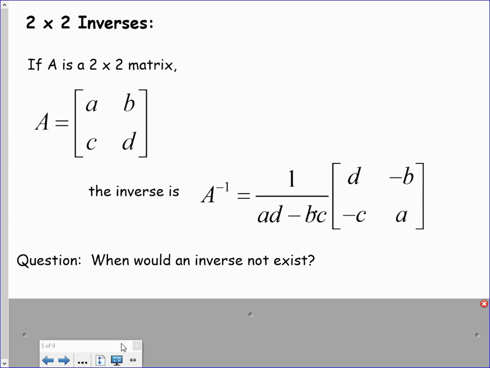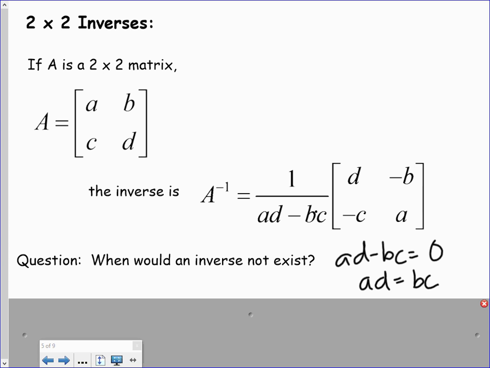Okay, share with me. How do you know there's no inverse? AD minus BC is 0. Did anybody else describe that differently? If AD is equal to BC, right? Because then when you subtract them, you would also get 0. Okay, so that would be great. If that happens, you would be doing 1 divided by 0, which is undefined, and then you're multiplying it by a matrix, so that means there is no answer.